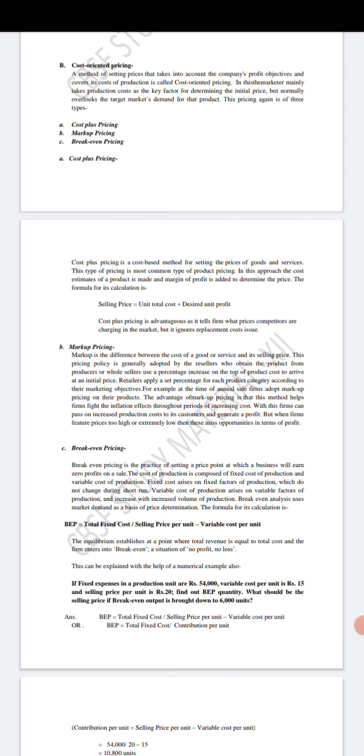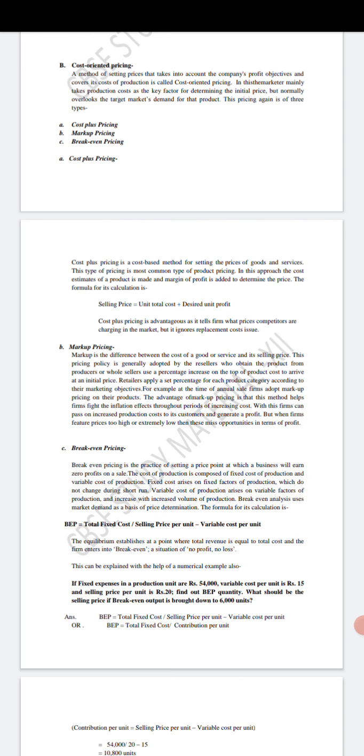So here it is written, a method of setting price that takes into account the company's profit objectives and covers its cost of production is called cost oriented pricing. So simply, cost oriented pricing means we consider cost or expenses in production and also add some profit margin, then it is called the cost oriented method. In this, the marketer mainly takes production cost as the key factor for determining the initial price, but normally overlooks the target market's demand for that product. So in this method, we only consider cost, not demand. As we did in the first method, we considered only demand. Here we will consider only cost.